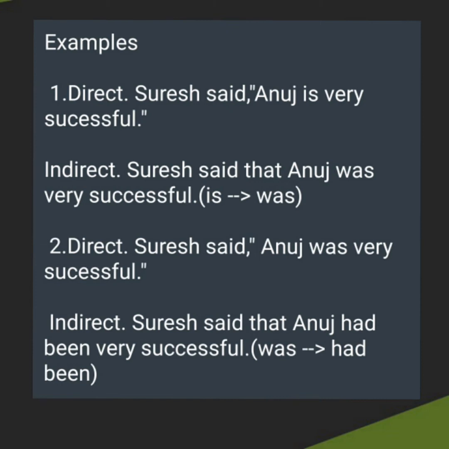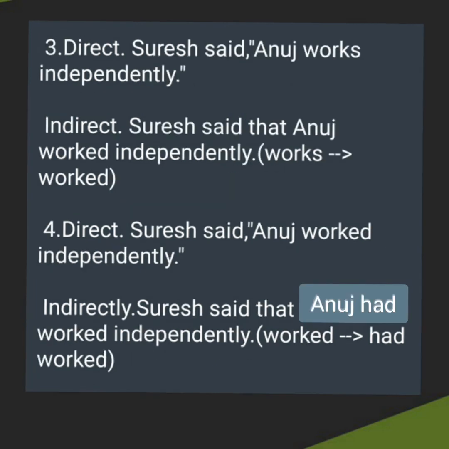Here in the direct speech, was is the past tense. So this tense must be changed into past perfect, that is had been. So the answer is Suresh said that Anuj had been very successful. Suresh said Anuj works independently. Here works is the verb, that is present tense. So it should be changed into past tense, that is worked. Suresh said that Anuj worked independently.